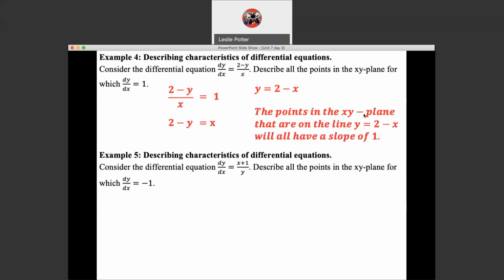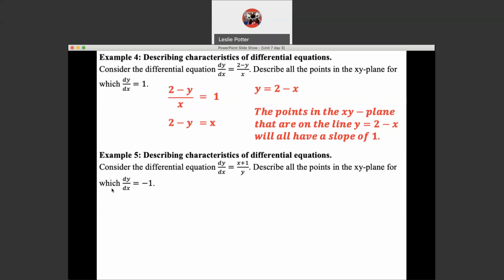So that's what we basically have to say. The points in the xy plane that are on the line y equals 2 - x will have a slope of 1. So I've described all the points. They have to lie on this line. They're in the xy plane, and they have a specific slope. So that would be my description for that condition. Let's take a look at example 5. Similar question, right? Here's my differential equation. I don't have a slope field, so I can't look at it. Describe all the points in the xy plane for which the derivative of the slope is -1.